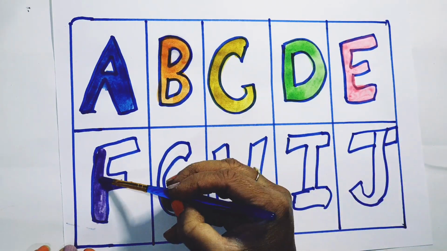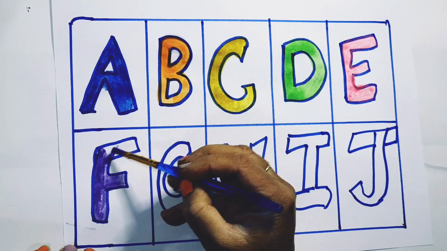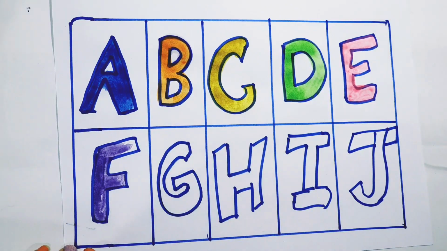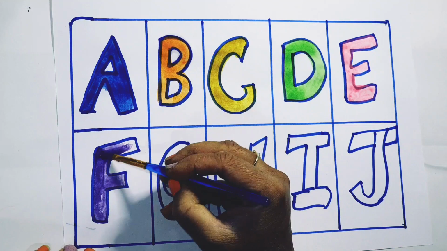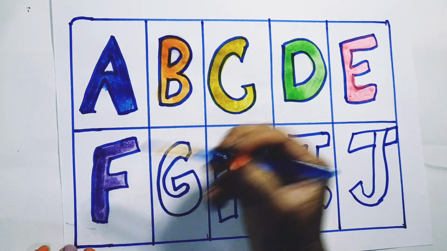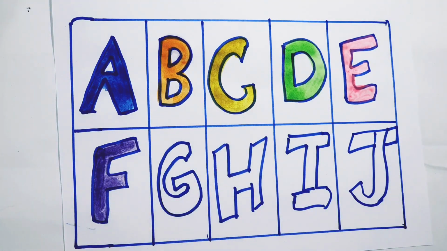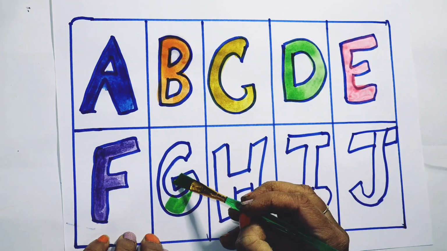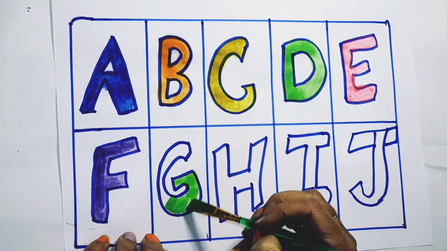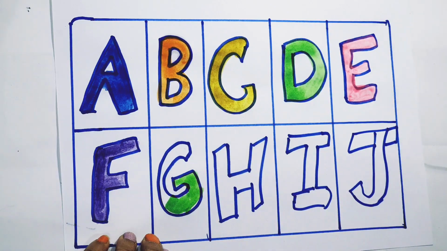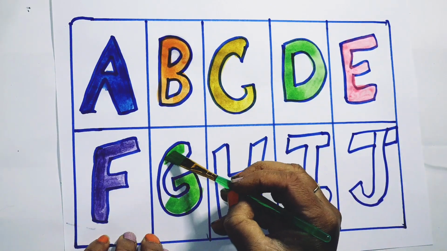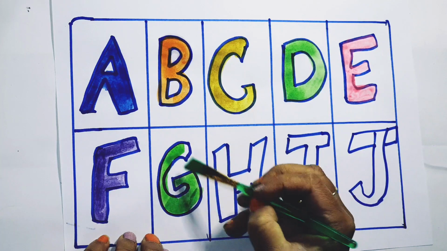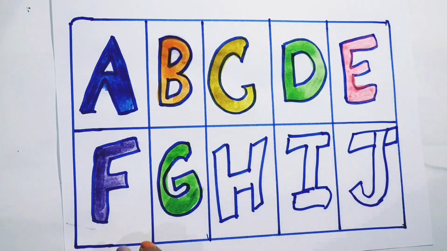F. F for fig. Green color. G. G for goat. G for guava. Green color.